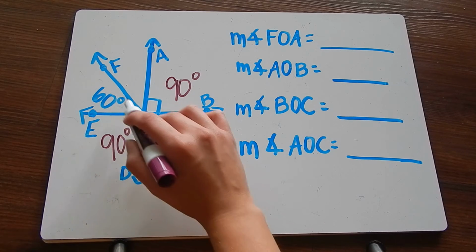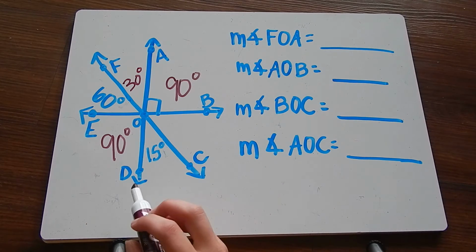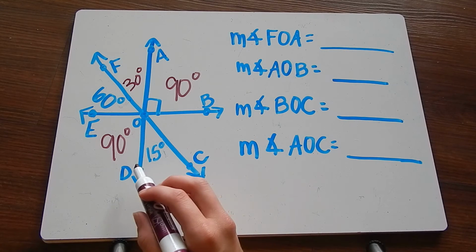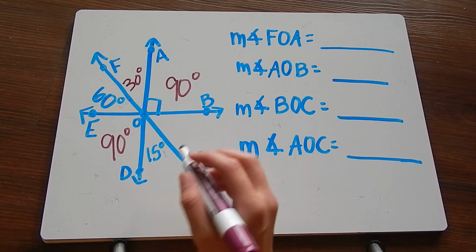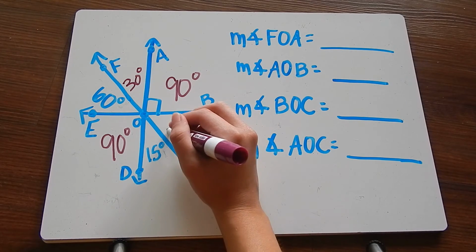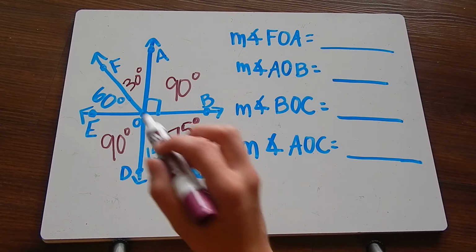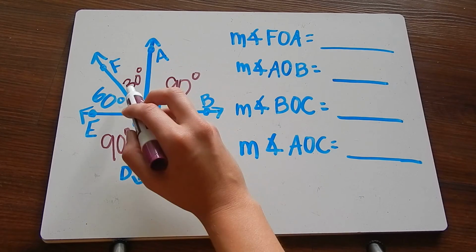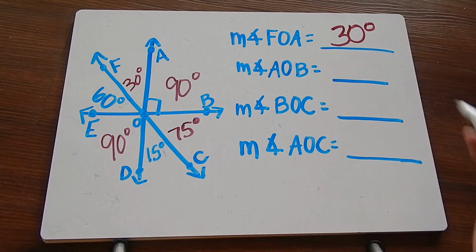This part of it is 60, so what's left is 30. This here is 90 degrees. This part of it is 15, so what's left is 75. Now I can go ahead and answer what it wants me to find. So the first one says measure of angle FOA. FOA, I already wrote down there, it's 30 degrees.